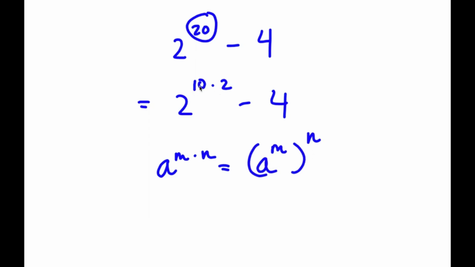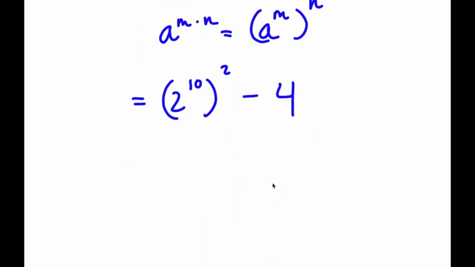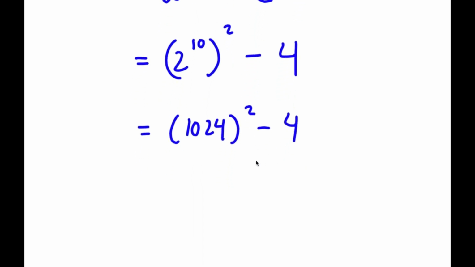So in this case, 10 we can think of as m and 2 as n. So we can write 2 to the power of 10 times 2 as 2 to the power of 10 to the power of 2. Now I have this minus 4. Now 2 to the power of 10, that's the same thing as 1024. So now I have 1024 to the power of 2 minus 4.